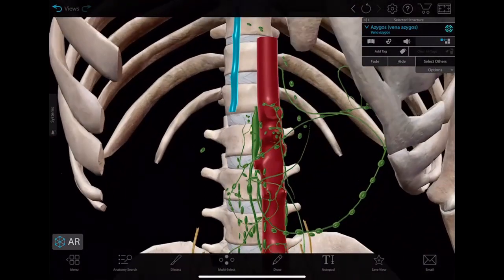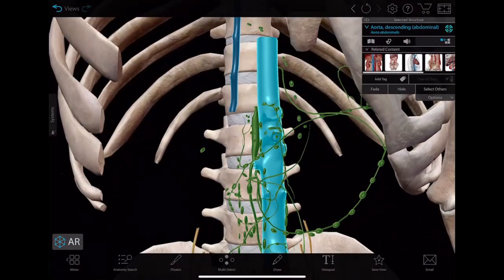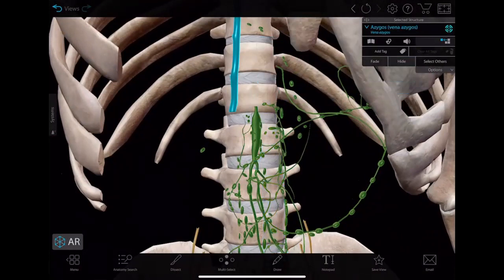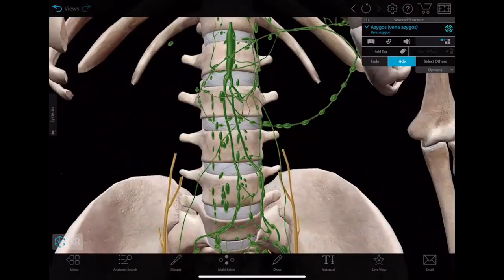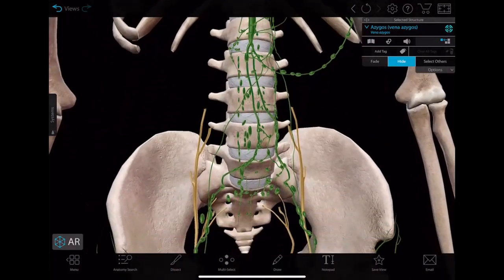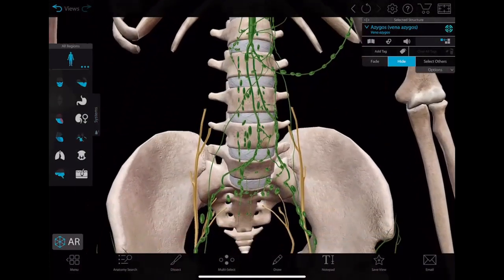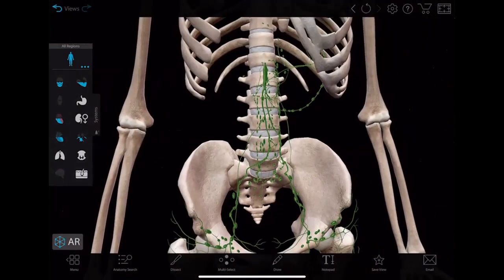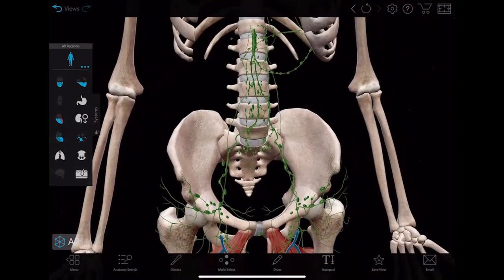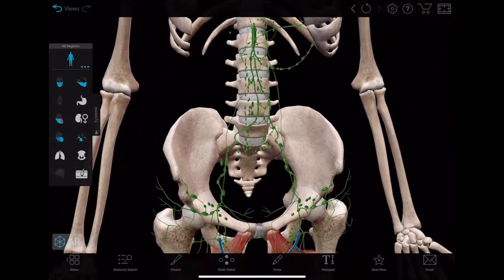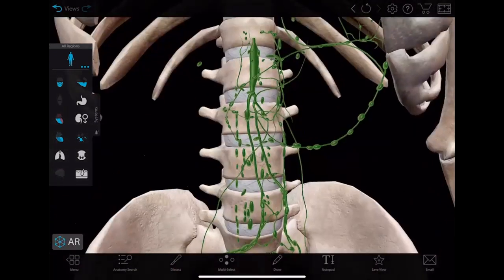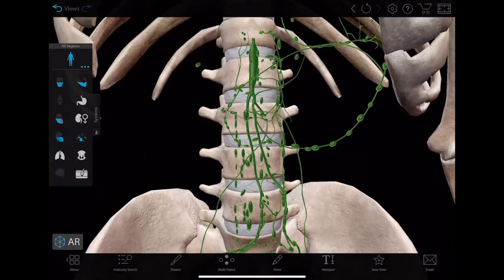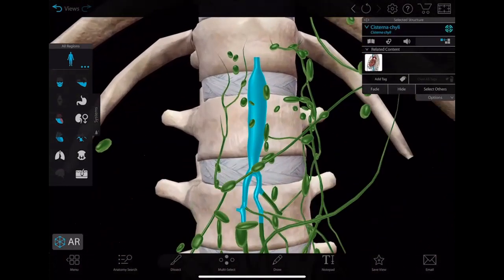We'll see that later. We'll have these structures. So this is the lymphatic system of the posterior abdominal wall. All the lymph nodes and lymphatics are here. So this structure is the cisterna chyli.